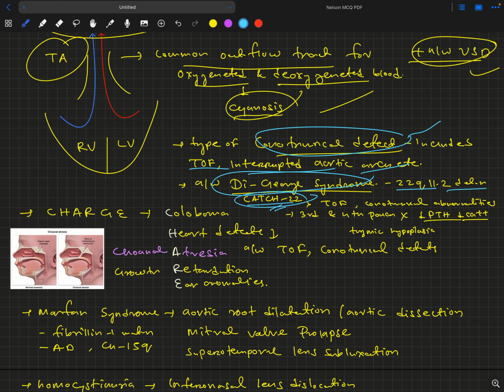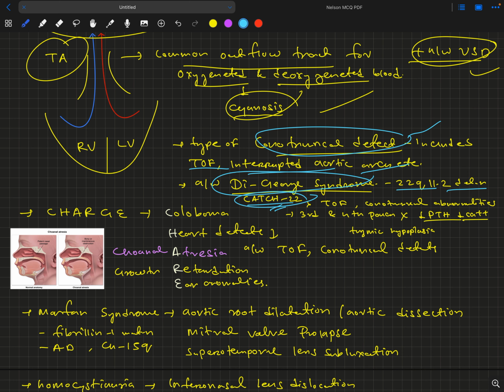So this is what choanal atresia is. In normal anatomy, this is the nasal passage. This is the nasal passage. In case of choanal atresia, there is bony or membranous obstruction of the nasal pathway. Bony or membranous obstruction of the nasal pathway is known as choanal atresia.